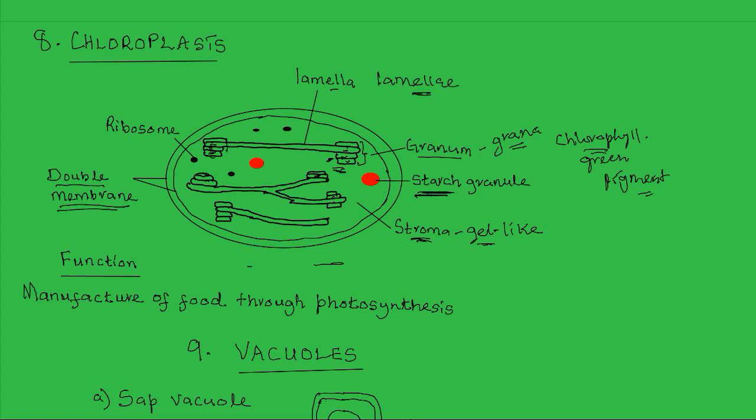Also within the chloroplast, there are ribosomes. The function of the ribosomes, remember, ribosomes provide the site for protein synthesis. So these ribosomes in the chloroplast provide the site for the synthesis of enzymes that are used in the process of photosynthesis. So in general, the main function, in fact, the only function of the chloroplast is the manufacture of food through the process of photosynthesis.